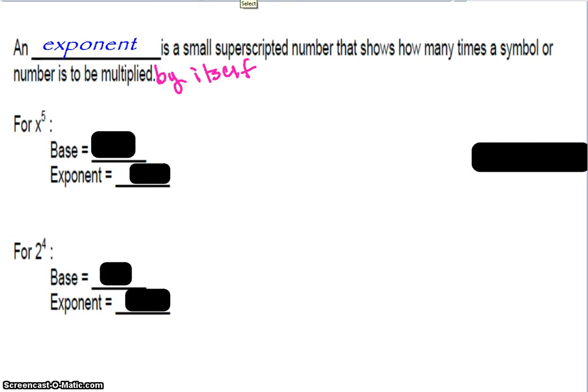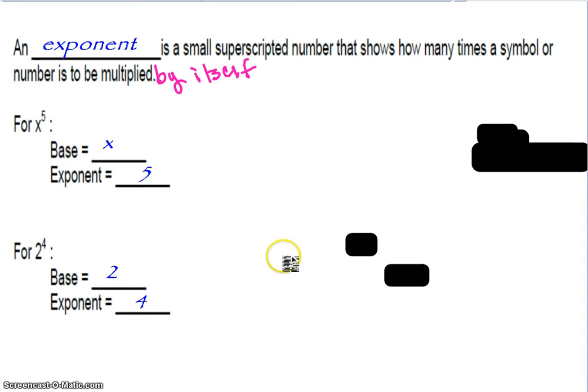You have a base and you have an exponent. For x to the 5th, your base is x and your exponent is 5. You've got to think of it as that, just like anything else, when you have a base, the base is going to hold something else. So your base is the lower part that holds the exponent. If you had 2 to the 4th, your base is the 2 and your exponent is the 4. The 2 is your base, it's down low, and it's holding the 4, your exponent, up high.